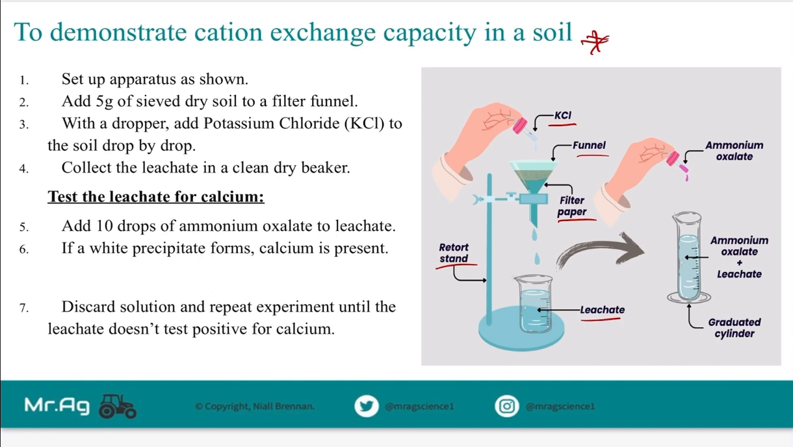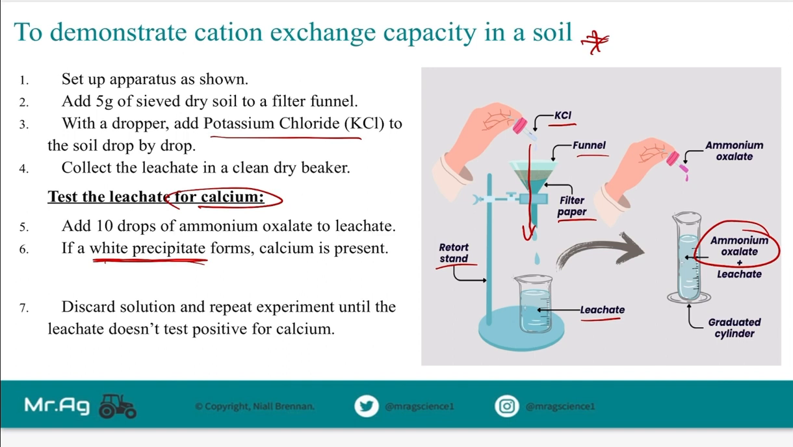Okay, how we're going to test the leachate for calcium, we're going to get our beaker, pour it into our graduated cylinder and add 10 drops of ammonium oxalate to the leachate. So we have 2 key chemicals. We have our potassium chloride pass through our soil, and then we're going to test our leachate with our ammonium oxalate, and that's going to test for calcium. To get a white precipitate, calcium is present. Okay, so hopefully our calcium is going to be present.